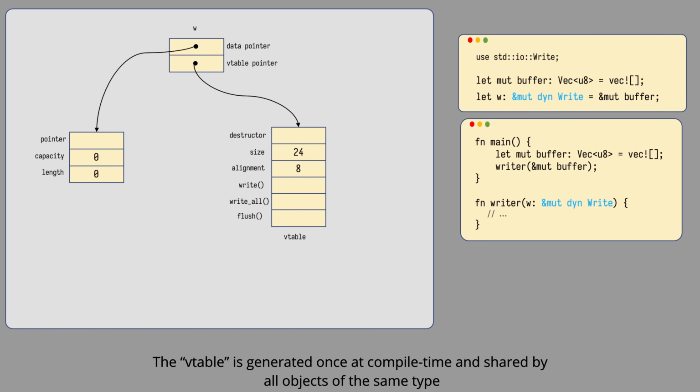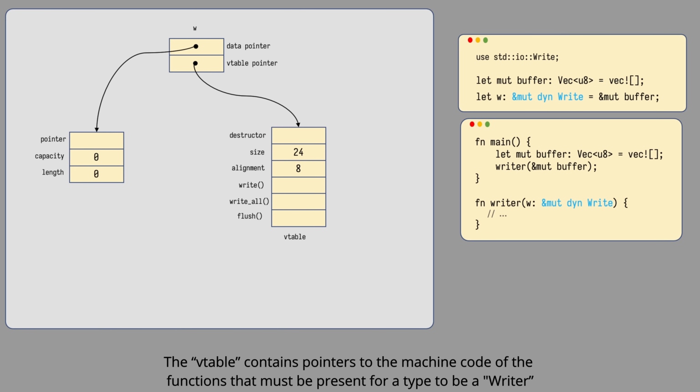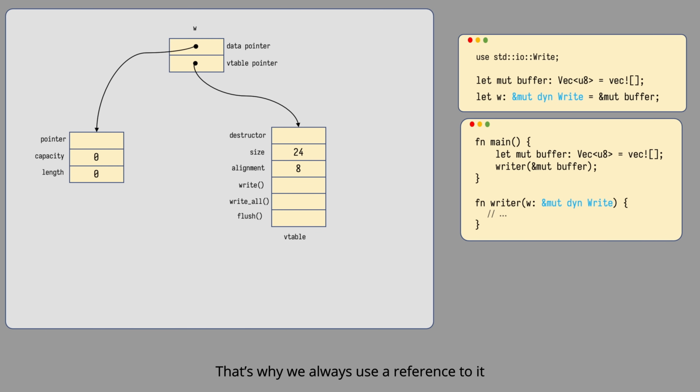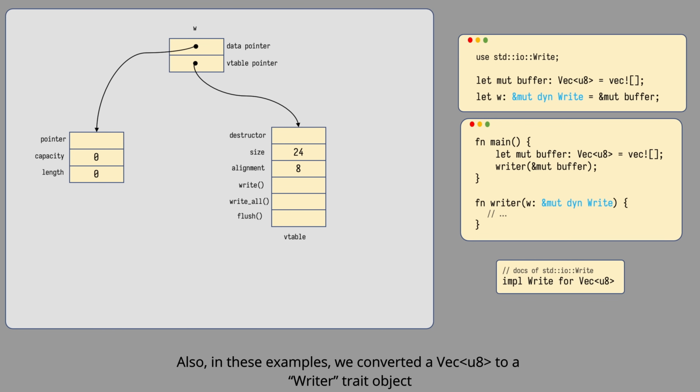The vtable is generated once at compile time, and shared by all objects of the same type. The vtable contains pointers to the machine code of the functions that must be present for a type to be a writer. Rust automatically uses the vtable when you call a method of a trait object. Notice that Write is also a dynamically sized type, like slices. That's why we always use a reference to it. Also, in these examples, we converted a vector of u8 to a Write trait object. This is possible because the standard library implements the Write trait for a vector of u8 type.